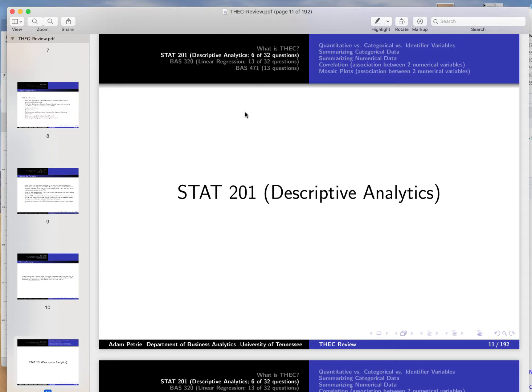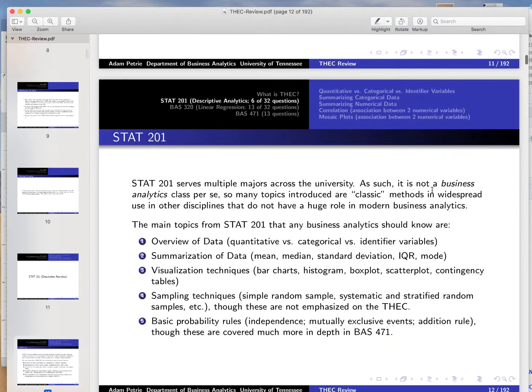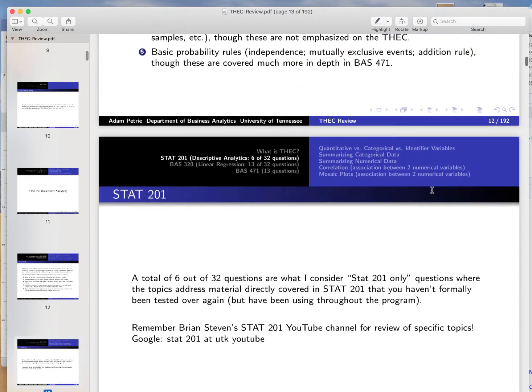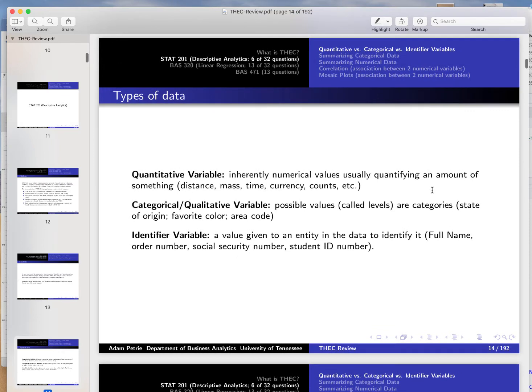So overall, the topic of Stat 201 is descriptive analytics. We have a data set, and what can we do to describe the story the data is trying to tell us? What visualizations and summarizations can we make about individual quantities and associations between quantities? So the first thing that we really started out with was the different types of data that we might have in our data set. And broadly, we split this up into three overall categories.